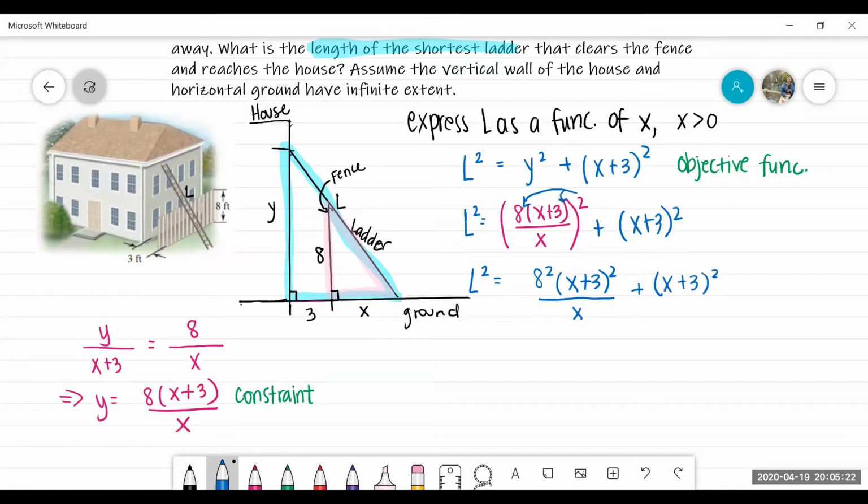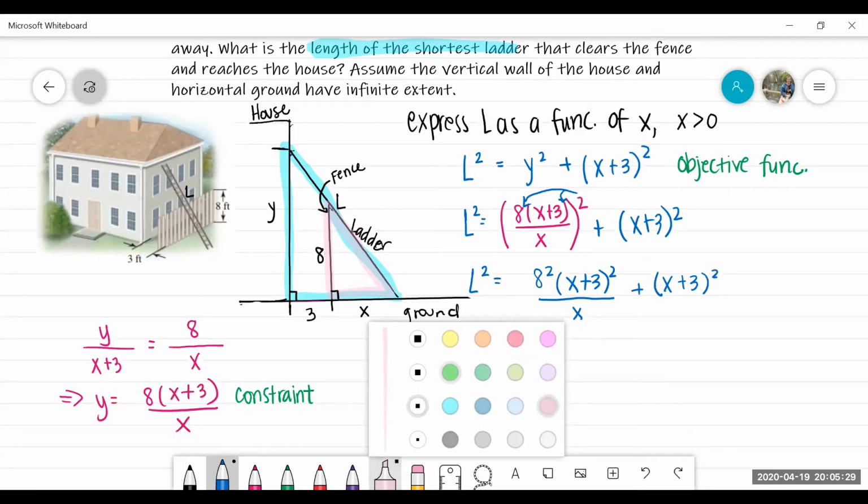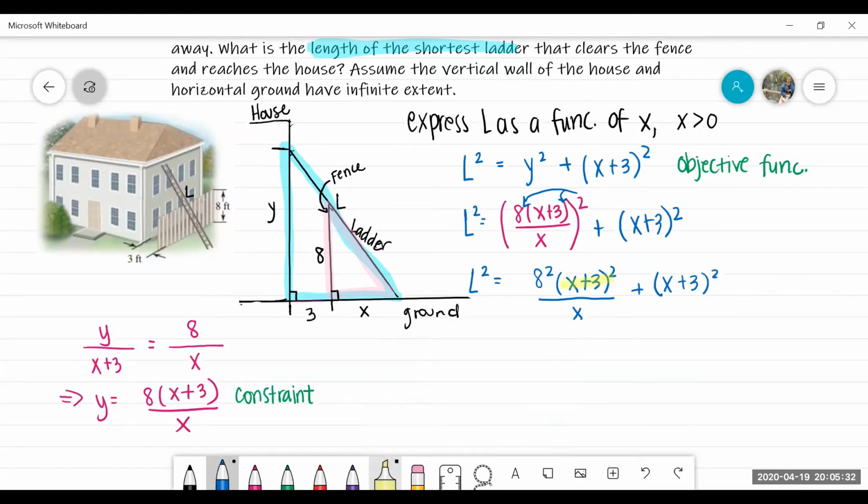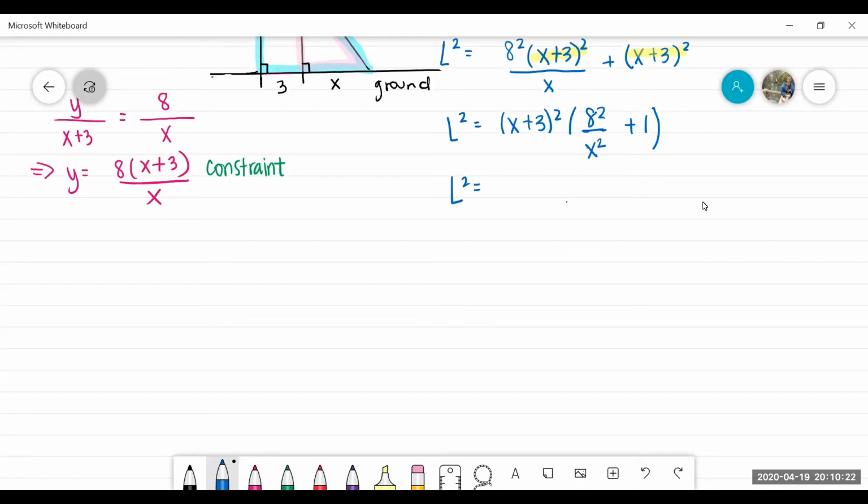So just to point out, I have a common factor, and I've used this a couple times. It's kind of like factoring, right? I have this common factor of (x + 3) squared in both of those terms. So I could actually rewrite this as L squared. If I factor out that (x + 3) quantity squared, I'm left with 8 squared over x squared. So we've got L squared is (x + 3) quantity squared times (64 over x squared plus 1).